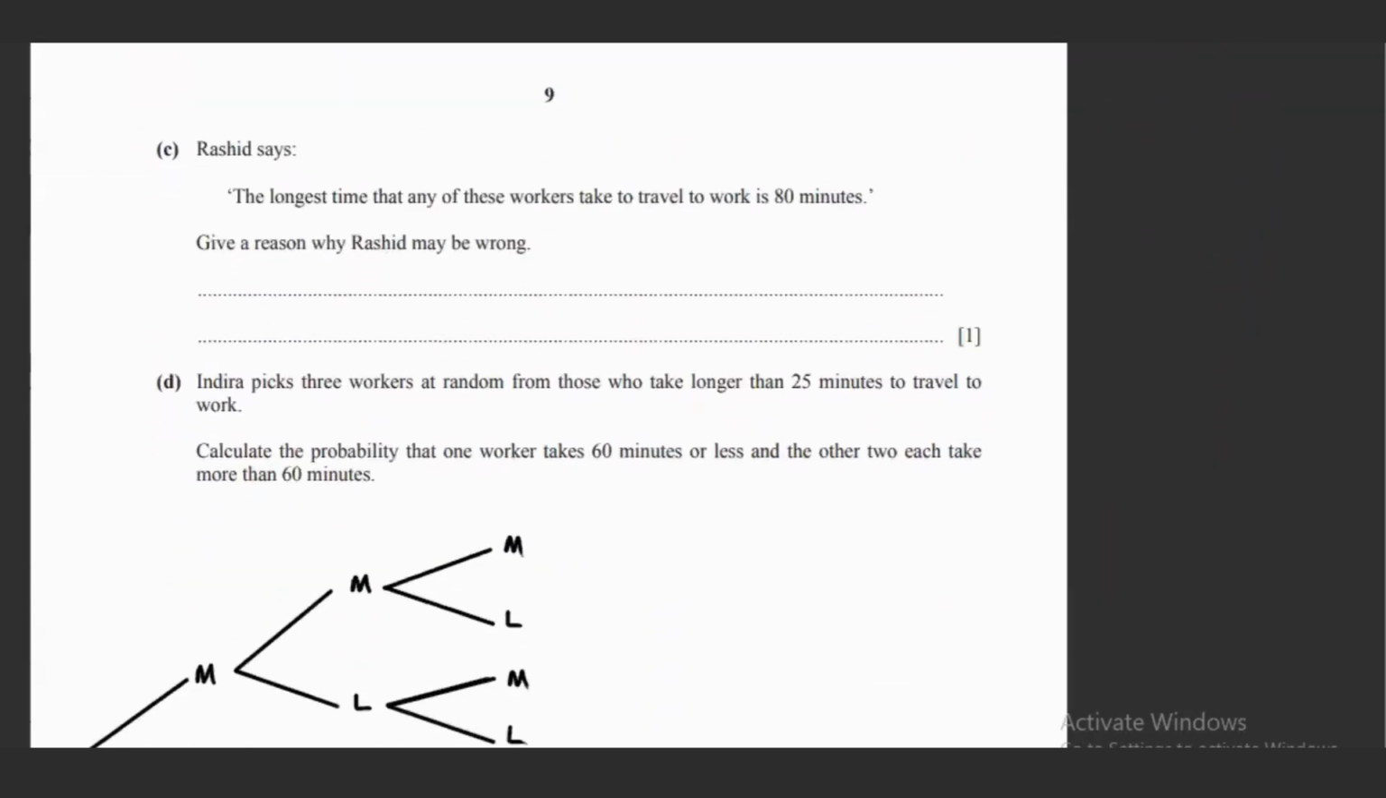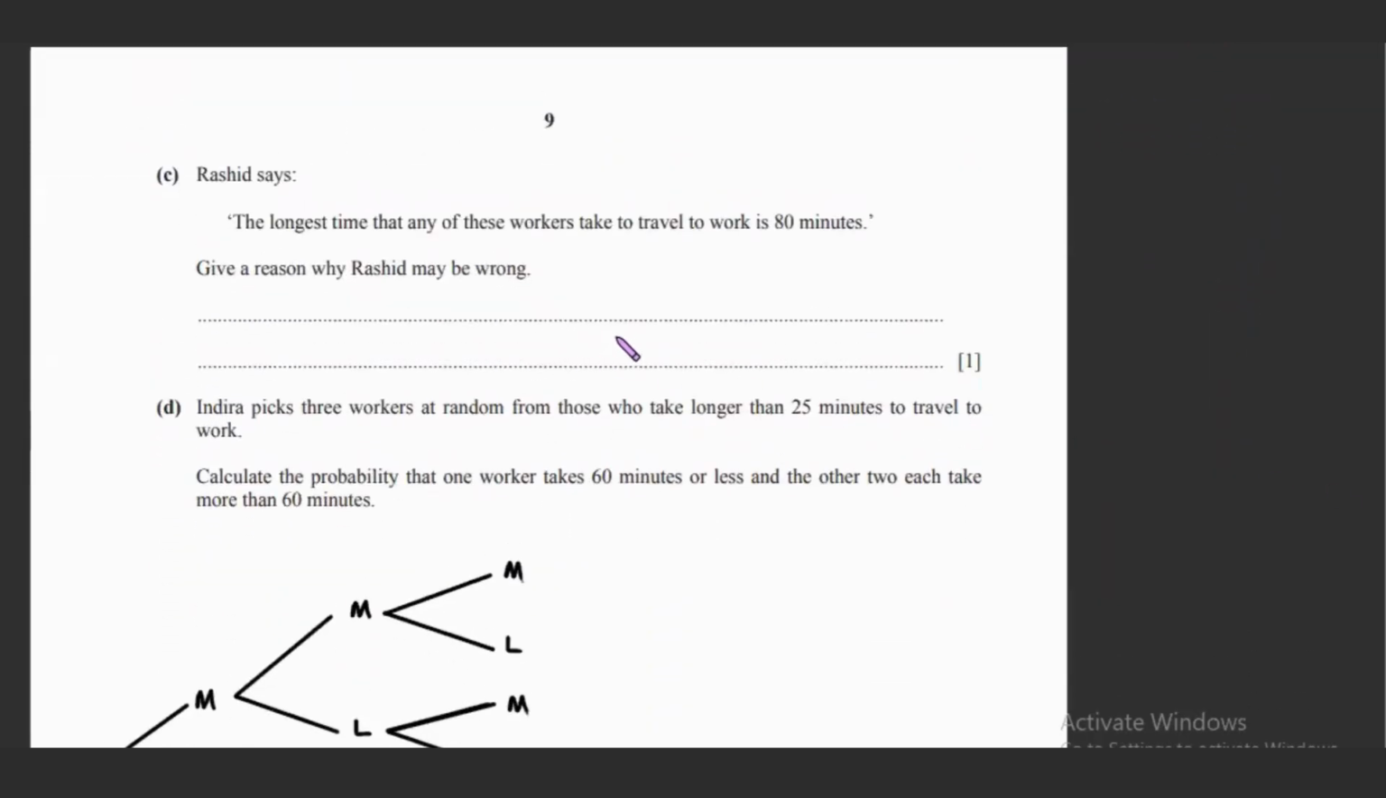So then the reason that we would be writing here is the exact values are not known, as class intervals are given.